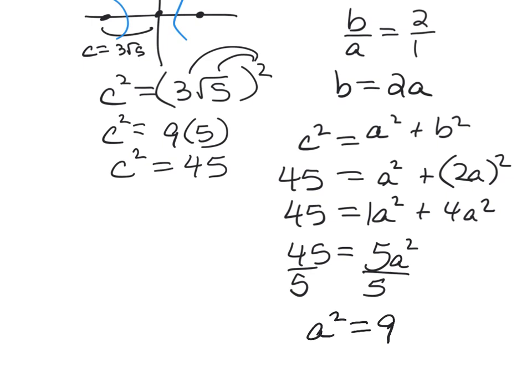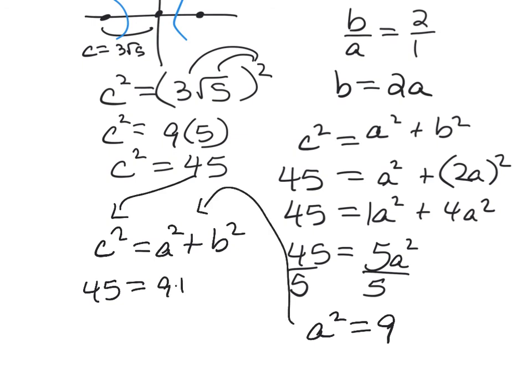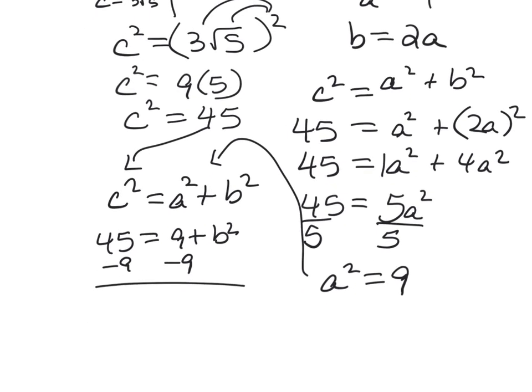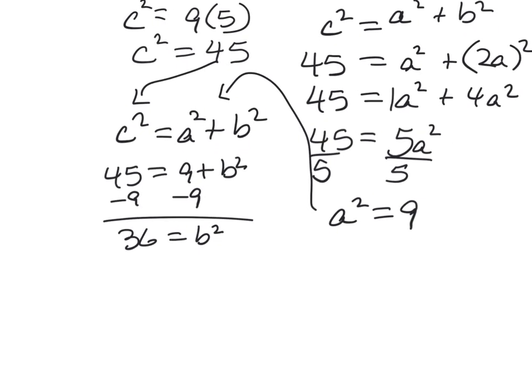I now need to plug it back into this formula one more time. 45, got that from there. And then the a squared, I just figured out. Move the 9. 36 equals b squared. So again, the asymptote of 2 over 1 was a simplified fraction. So again, my final answer here, x squared over 9 minus y squared over 36 equals 1.